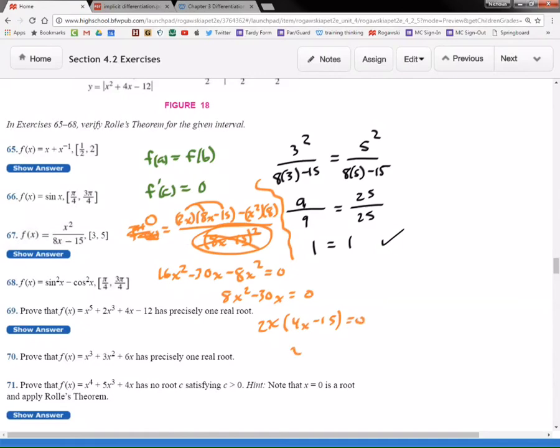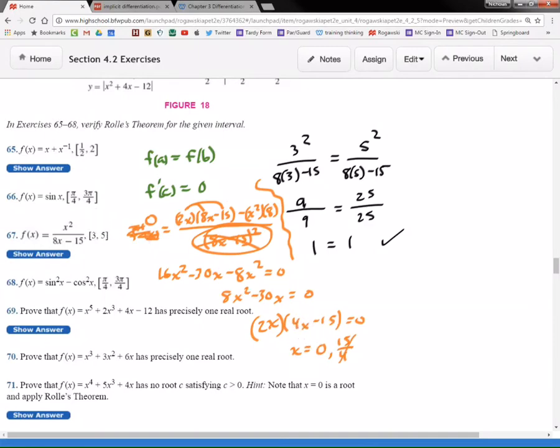What are my two x values that would satisfy this? We have 0 for this factor, and then for this factor, it would be positive 15 over 4. That's right. Okay, so, are one of these the c we're looking for? Now remember, the c has to be between 3 and 5. Well, 0 is not between 3 and 5. What about 15 over 4?